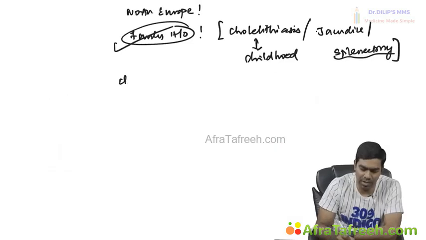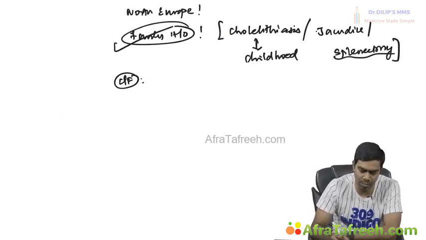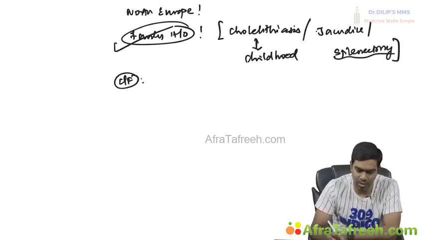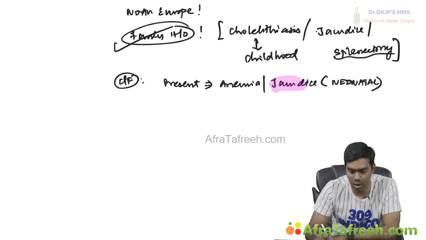Apart from that, if you ask me the clinical features of hereditary spherocytosis, number one, more than the age of presentation, how they present is what is very important. The usual presentation will be with anemia and jaundice. It typically has a neonatal onset most of the time. The neonatal jaundice that normally happens will be very, very severe in hereditary spherocytosis.